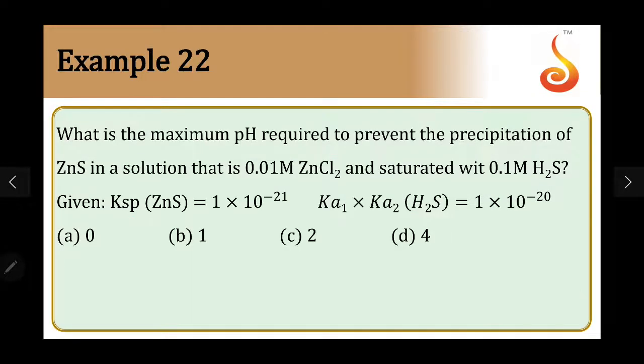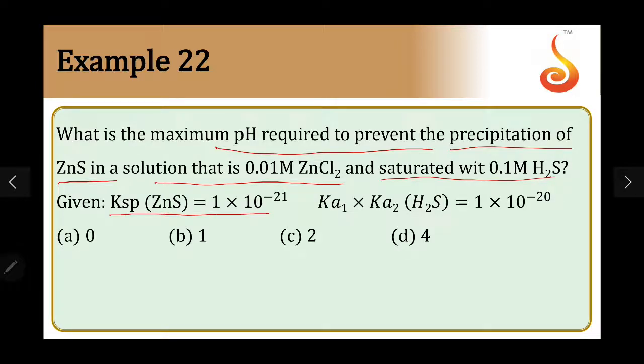Example 22. What is the maximum pH required to prevent the precipitation of zinc sulfide from a solution of 0.01 molar ZnCl2 when saturated with 0.1 molar H2S? So KSP is given and the total Ka of H2S is given. First we have to find out what is the sulfide ion concentration required to precipitate ZnS, and that sulfide ion concentration should be substituted in the dissociation constant of H2S. So we will take the solution.